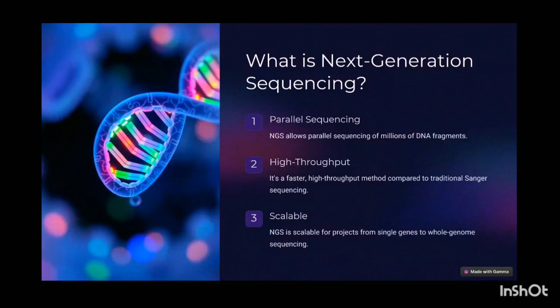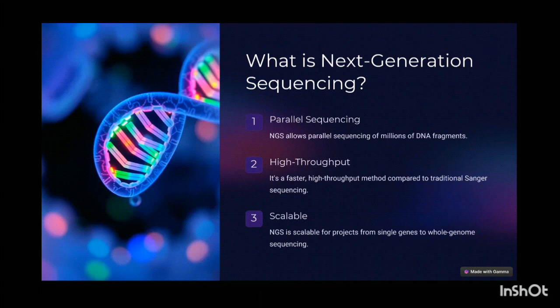Okay, so NGS refers to a suite of high-throughput technologies that allow us to sequence DNA and RNA at a scale and speed that was unimaginable with the older methods. NGS involves the parallel sequencing of millions to billions of DNA fragments simultaneously, producing a large amount of data.